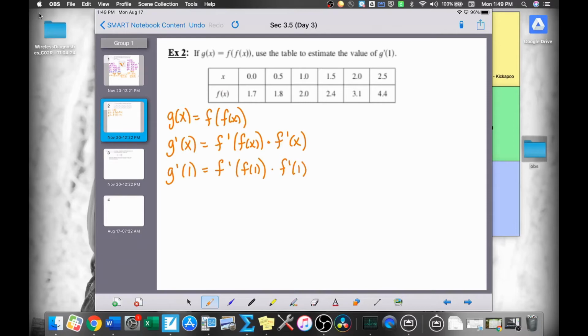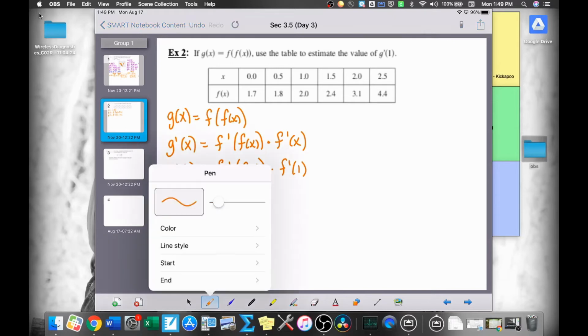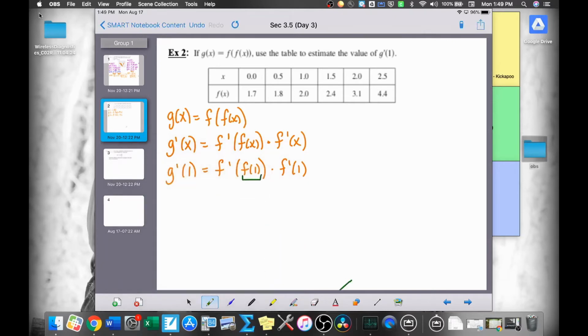All right, and I can figure out f of 1. That's going to be a value from my table. When x is 1, right here, f of 1 is 2. So then this becomes f prime of 2.0 times f prime of 1, which is my g prime of 1.